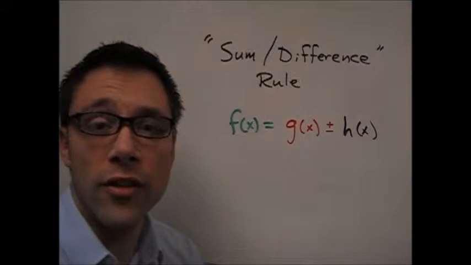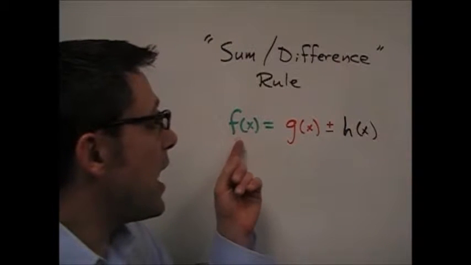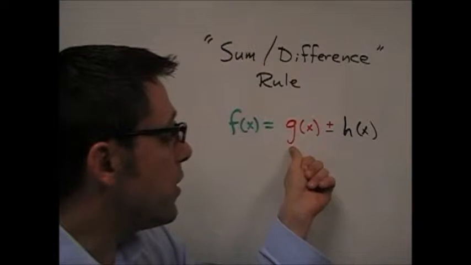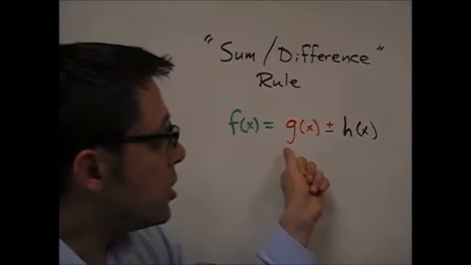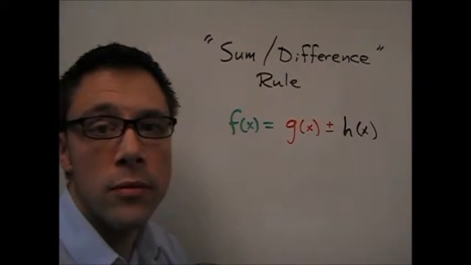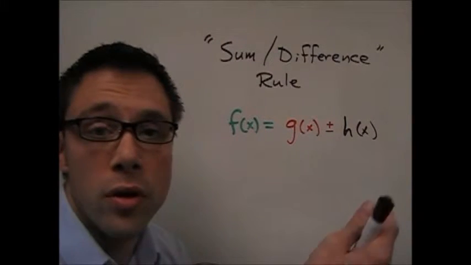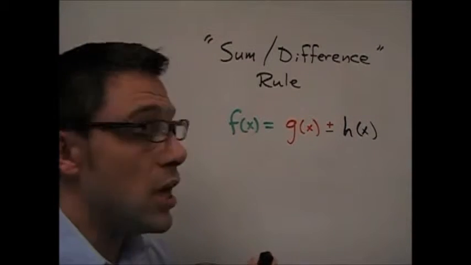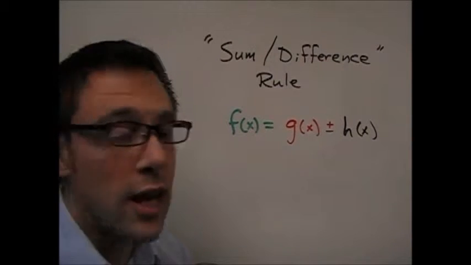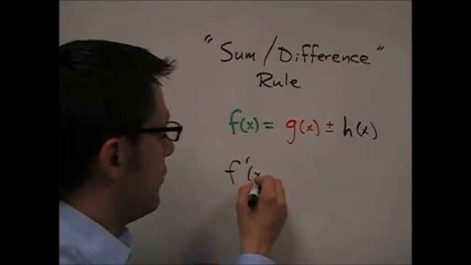The second rule we'll look at in this video is the sum difference rule. Again, very straightforward. If I define f as the sum or the difference of two functions, that is g of x plus h of x, or g of x minus h of x, I've just written them both together in one expression here, then the derivative of f is simply going to be the derivative of g plus the derivative of h, or the derivative of g minus the derivative of h, depending on what we have here for a combination.